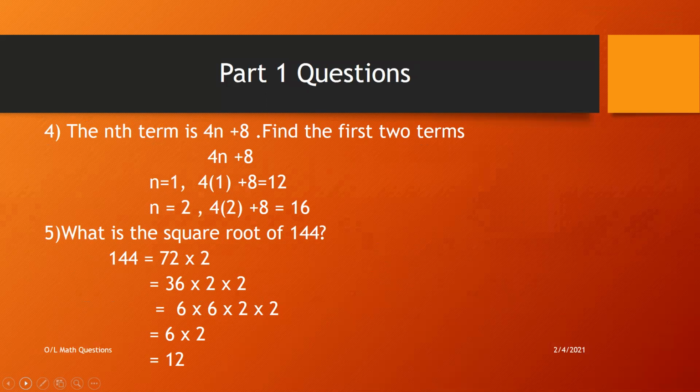Now I'm going to find the second term. Take n as 2. Then 4 times 2, it's 8. 8 plus 8, it's 16.